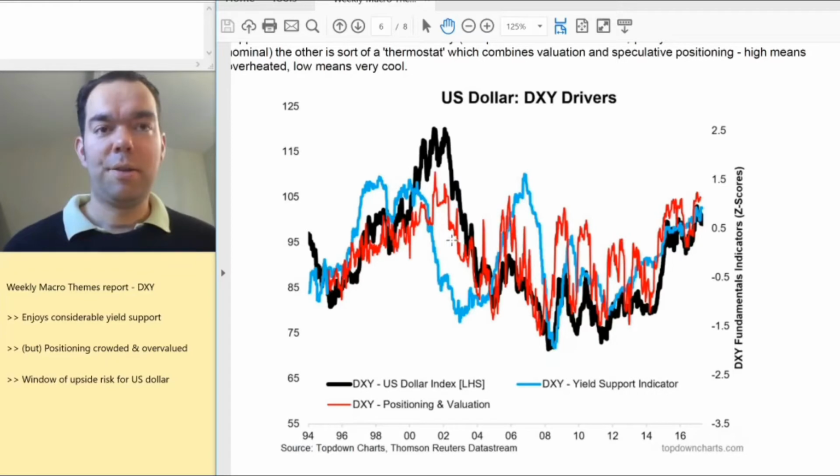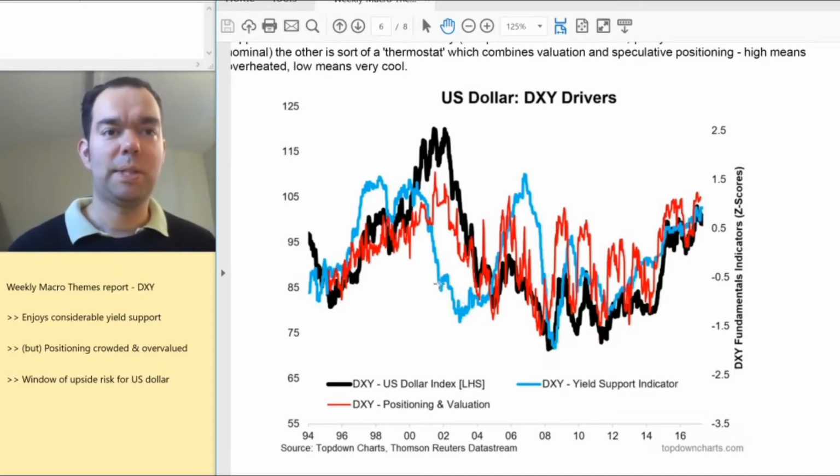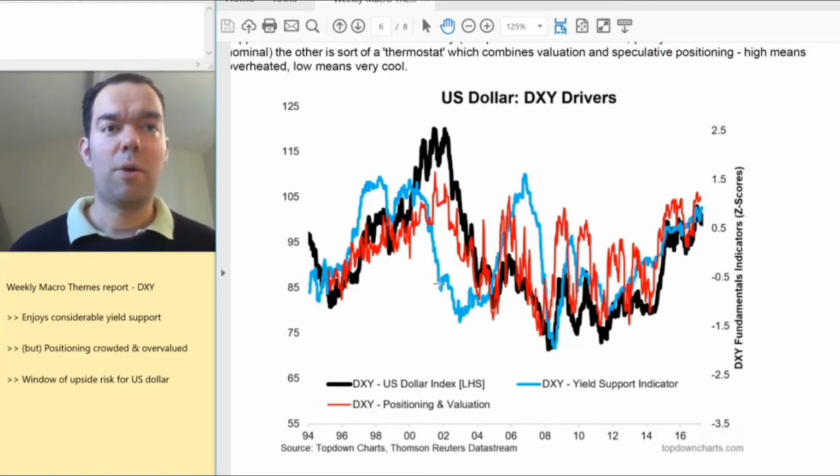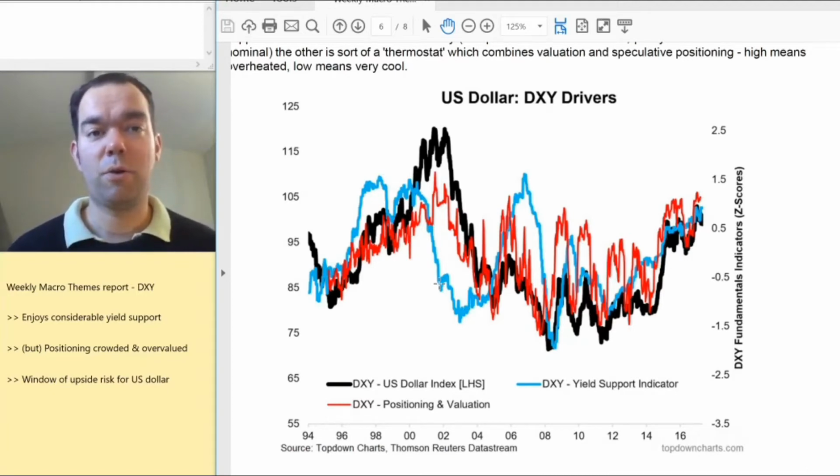Now the red line is more of a thermostat in a way. What it measures is a combination of positioning and valuation. So that's speculative futures positioning and my own composite valuation measure. It's a Z-score, by the way. When it goes to a very high level, it represents a market which is overvalued and overcrowded. And when it goes to a very low level, it indicates a market which is undervalued and oversold.